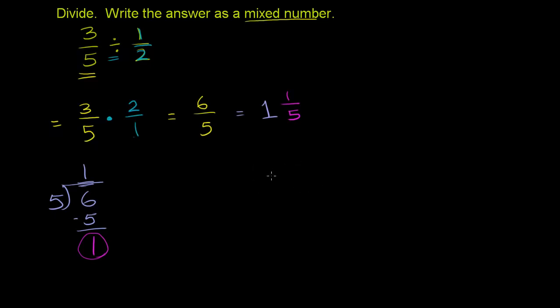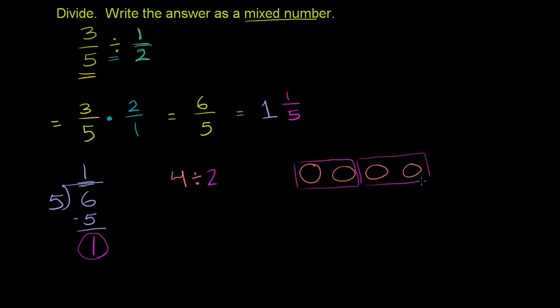If I were to take 4 objects. 1, 2, 3, 4. So I have 4 objects. And if I were to divide them into groups of 2. So I want to divide them into groups of 2. So that is one group of 2. And then that is another group of 2. How many groups do I have? Well, 4 divided by 2, I have 2 groups of 2. So that is equal to 2.